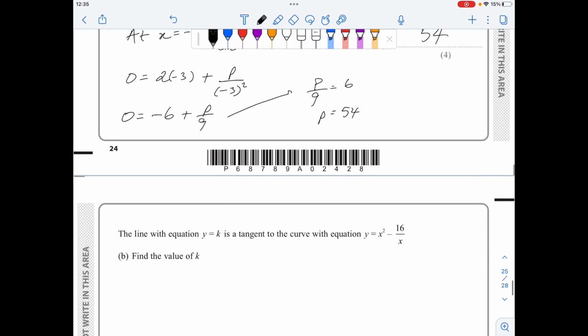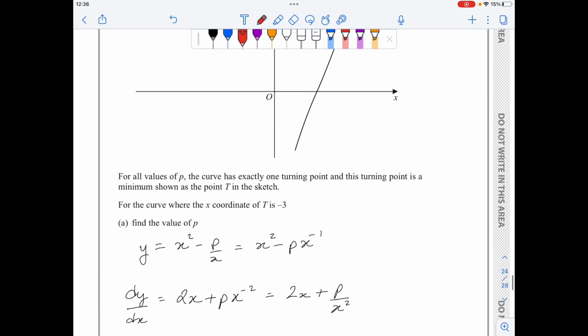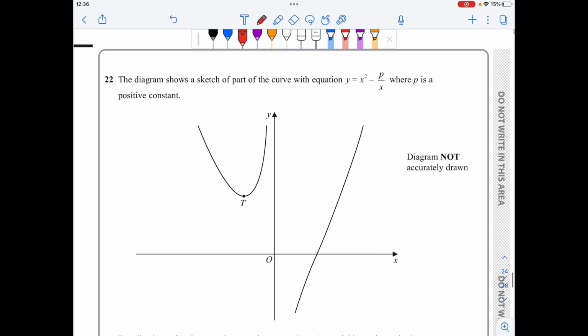In part B, I'm given this equation. Note that now instead of p, I have 16. So basically, p is equal to 16 for this part and not 54 as I found before. And the line with the equation y equals k is a tangent. Now note y equals k is a horizontal line. So for y equals k to be a tangent, then it must pass through T.